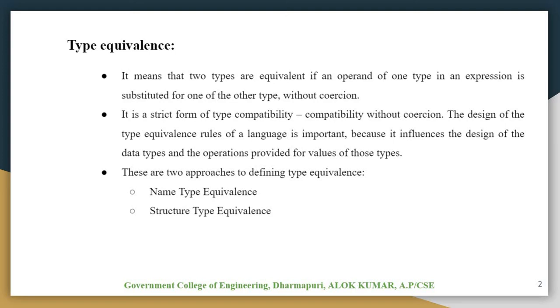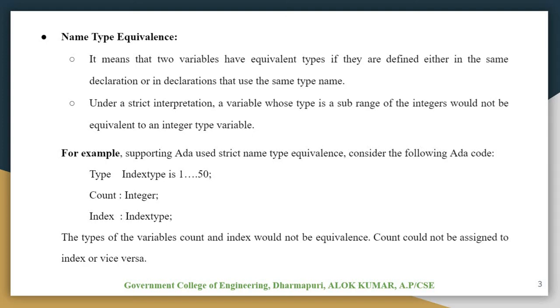There are two approaches to define type equivalence. The first one is name type equivalence, the second one is structure type equivalence. Firstly we will see name type equivalence. It means that two variables have equivalent types if they are defined either in the same declaration or in declarations that use the same type name. Under a strict interpretation, a variable whose type is a sub-range of the integers would not be equivalent to an integer type variable. So here we will see this with the help of one example.